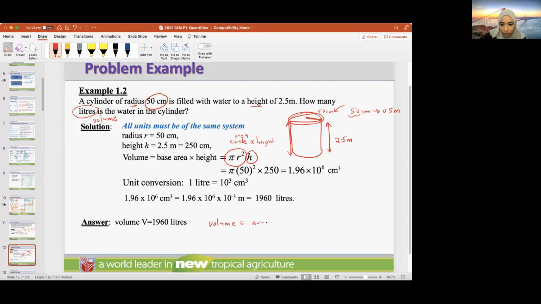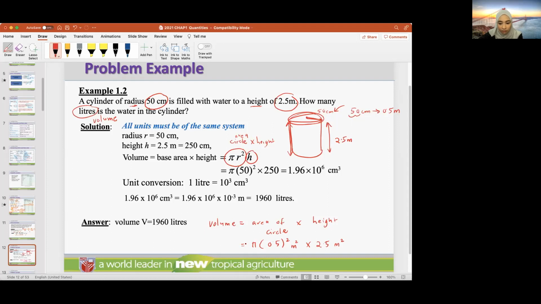So area of circle, sorry yang tulisan buruk. Dah lama tak menulis. Times height. Okay, so my area of circle is pi r squared. My radius, I already converted it to meter. So 0.5 squared, pi r squared, times with the height. The height is given as 2.5 meter. Okay, so this dude is in meter squared. And this is in meter.